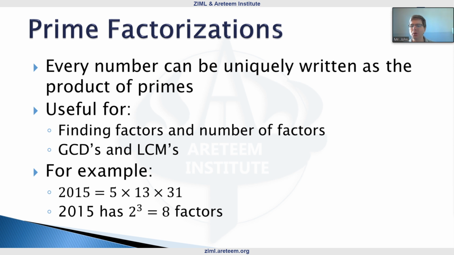Now, how do we do this number of factors? I want to make sure everybody is okay with the number of factors trick. So if we have 2015 here, this is 5 to the first power times 13 to the first power times 31 to the first power. So what is our trick for the number of factors?